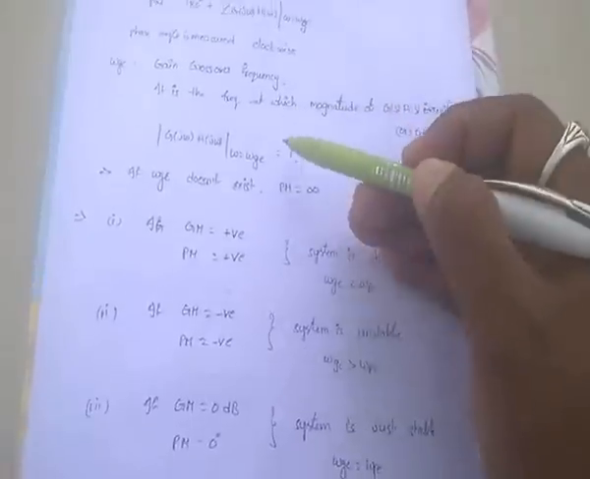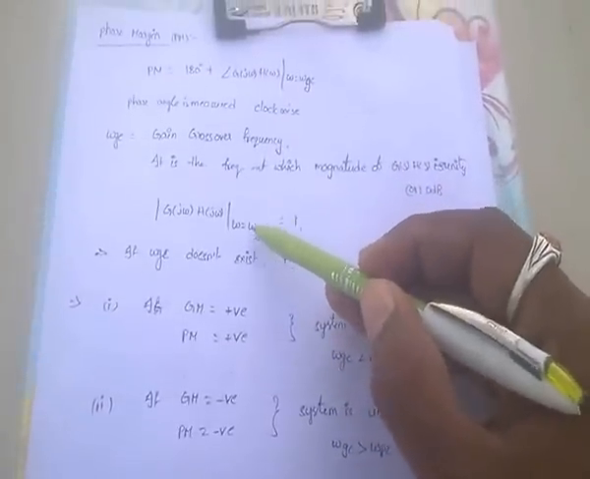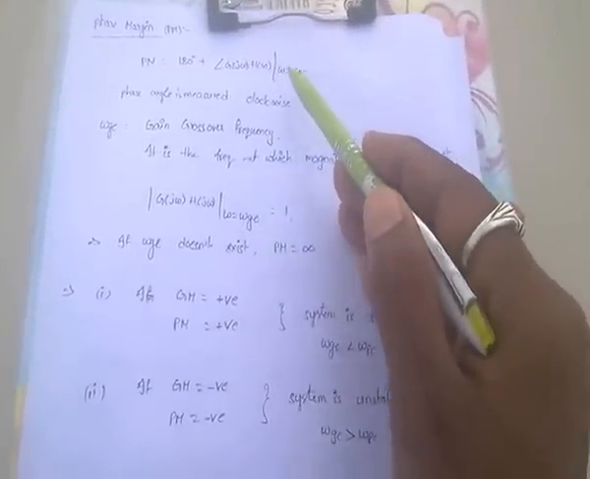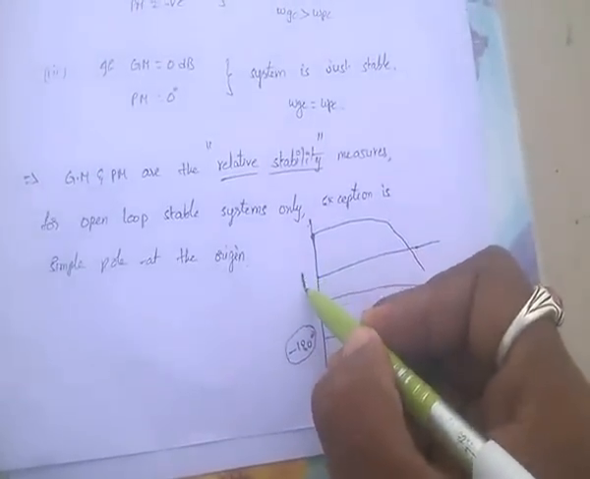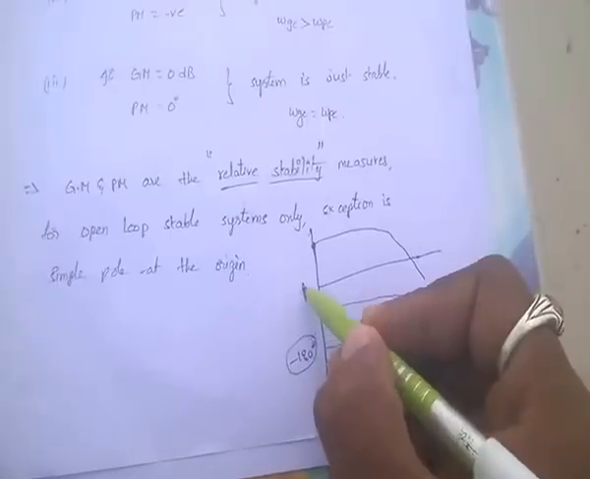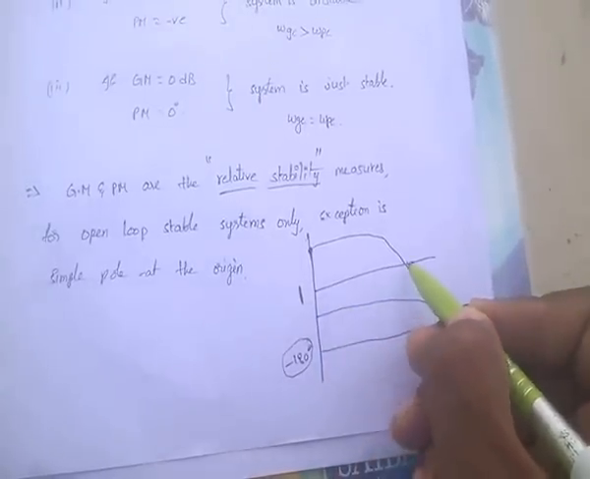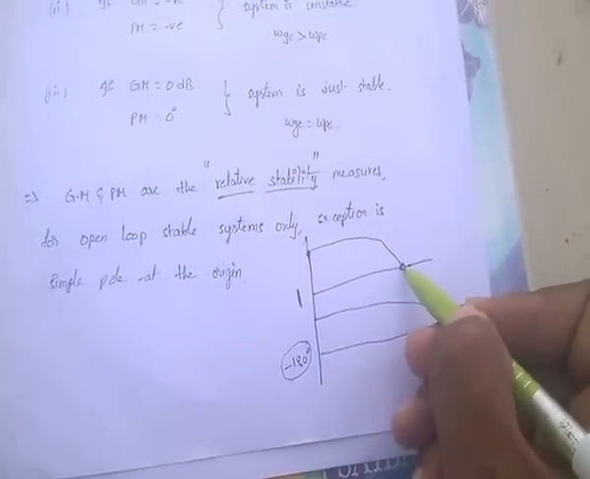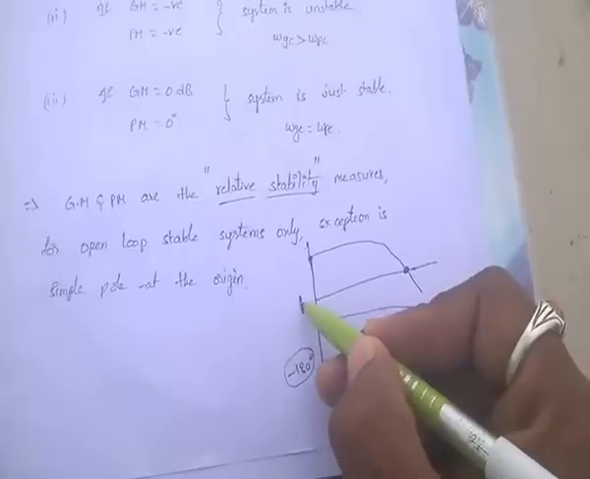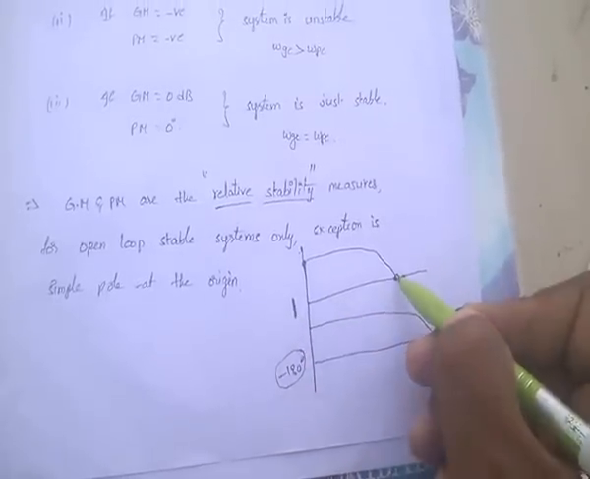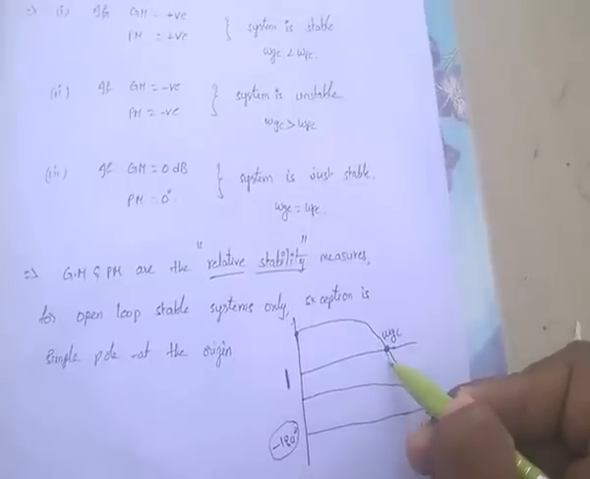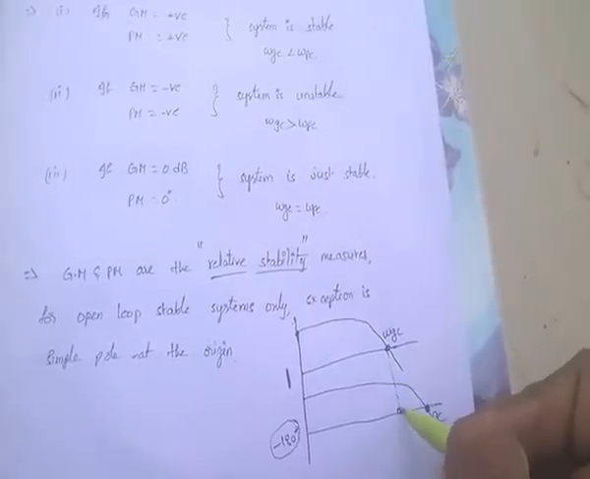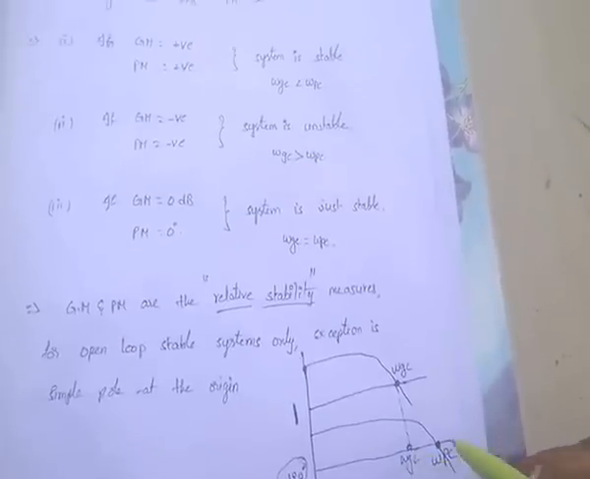And what is gain crossover frequency? Omega GC is the frequency at which the magnitude of G(s)H(s) is unity, that is 1. It is the frequency at which the magnitude of G(s)H(s) is 1. So it is omega GC, and this is omega GC.